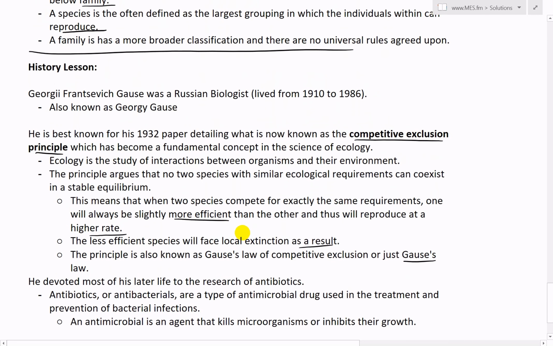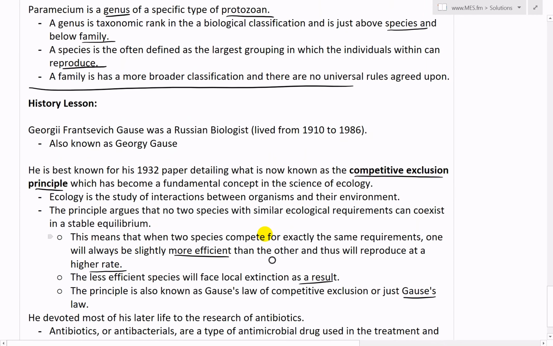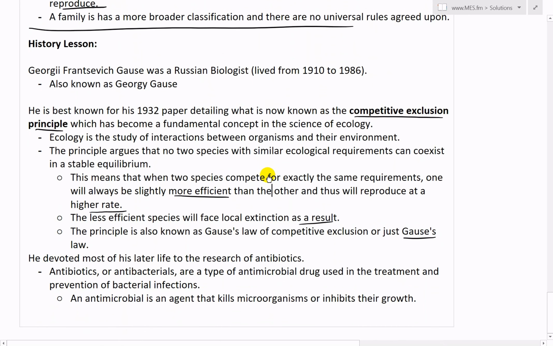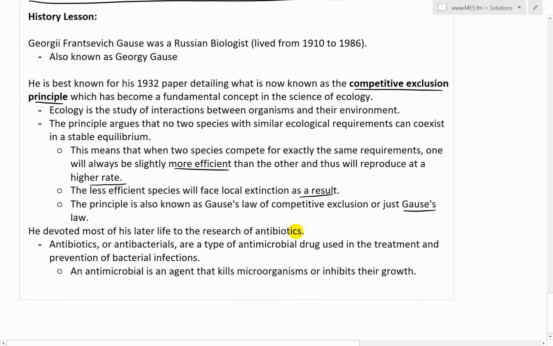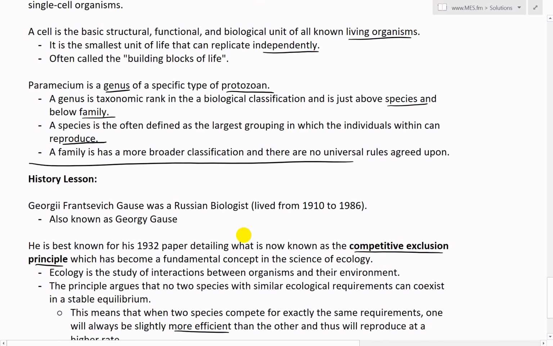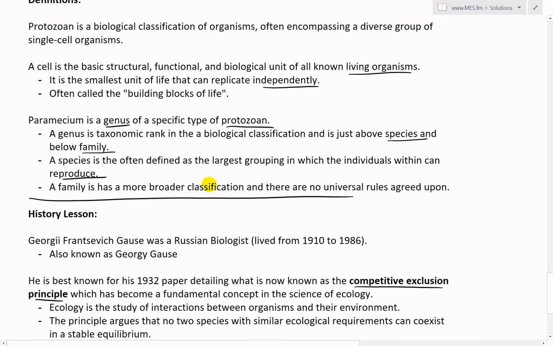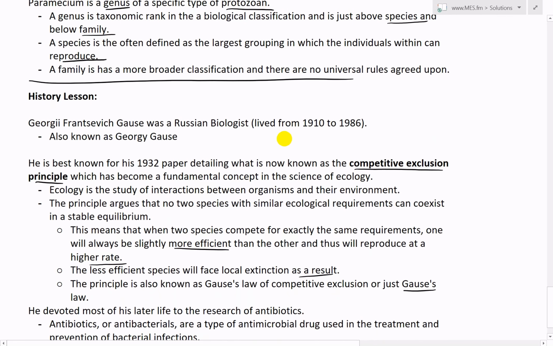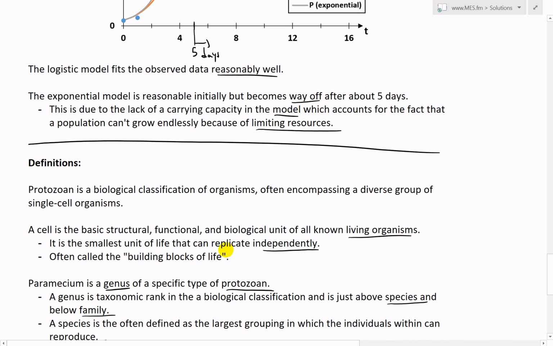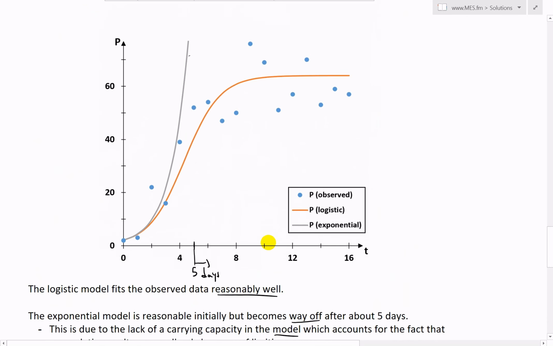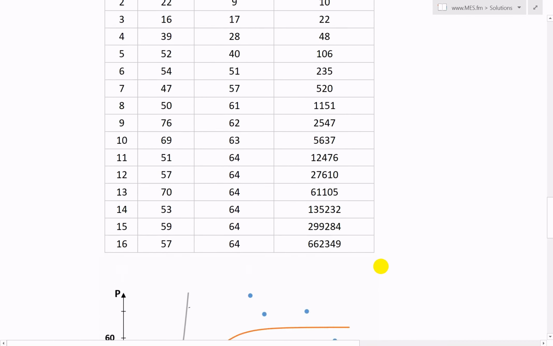And again, he was a big factor in the science of ecology and biology as a whole, especially coming up with proof for this competitive exclusion principle, where he used the same types of bacteria as this Paramecium protozoan in his research and experiments, as well as modeling this kind of experiment using the logistic equation.